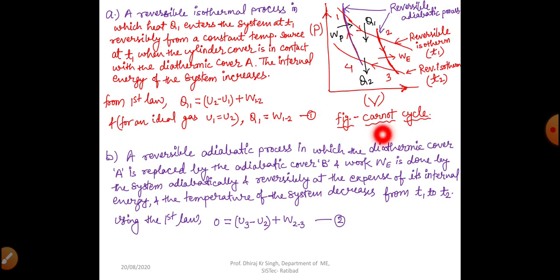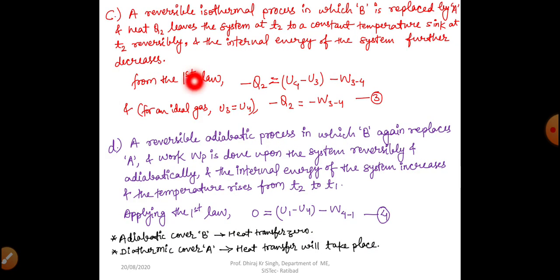Then we will move to process 3 to 4 in which heat Q2 is rejected. So what will happen? Let's see. A reversible isothermal process in which B is replaced by A, right? That means now this B is our dithermic wall, right? So this is not an adiabatic process now. And heat Q2 leaves the system at T2 to a constant temperature sink at T2 reversibly, and the internal energy of the system further decreases. Obviously, if heat is rejected from the system, then the internal energy of the system will decrease.